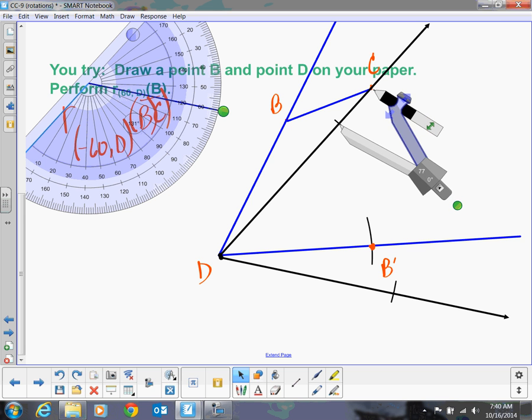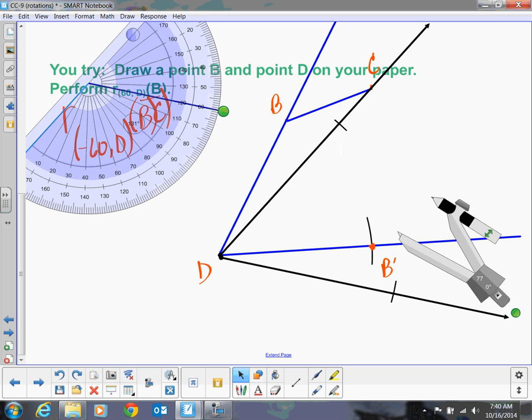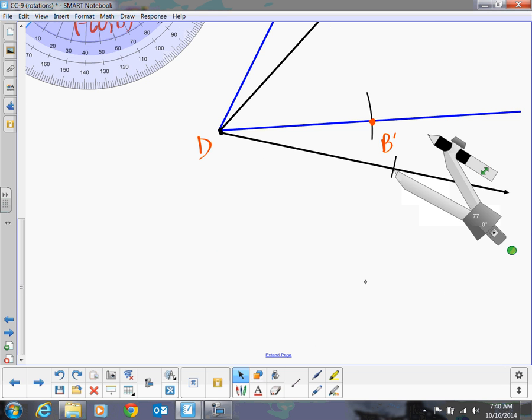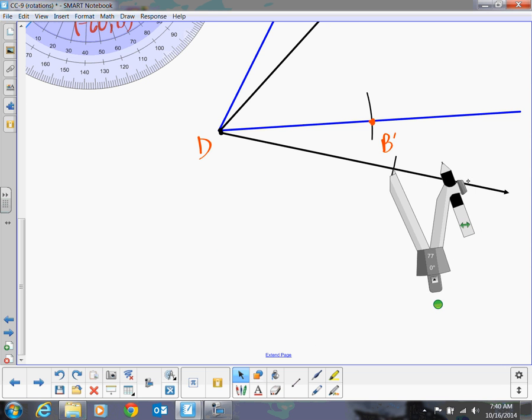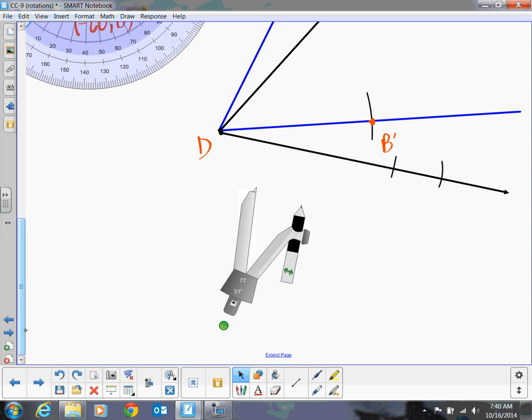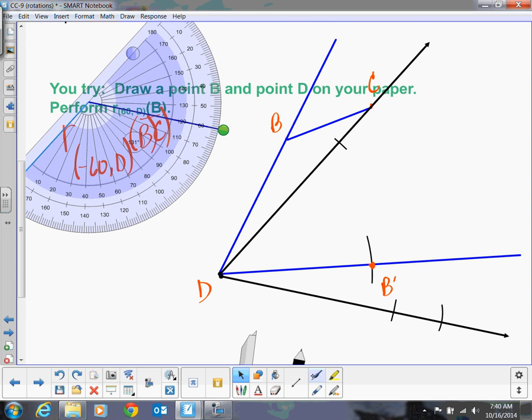I'm improvising. So now I'm going to come down here on this one. What I did is I just did a segment addition to get it. You should be able to do it with one compass arc. Were you able to do it with one compass arc? Yeah. So now this is C prime.